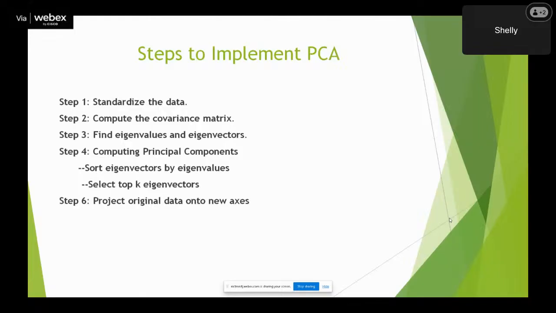So I'll first narrate the particular steps. There are 5 particular steps. The first one is the standardization of the data. I'll explain in detail what we mean by the standardization of the data.